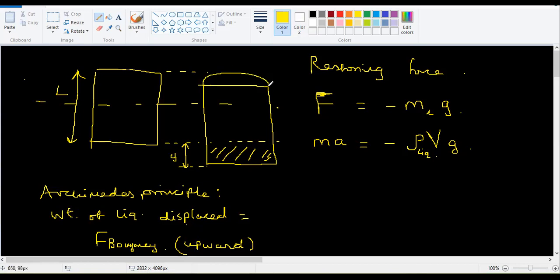Imagine that this is like a cylinder or whatever it is. So this is the area. So area into Y will give me the volume in this region. Area into height. So, but this is the height here.